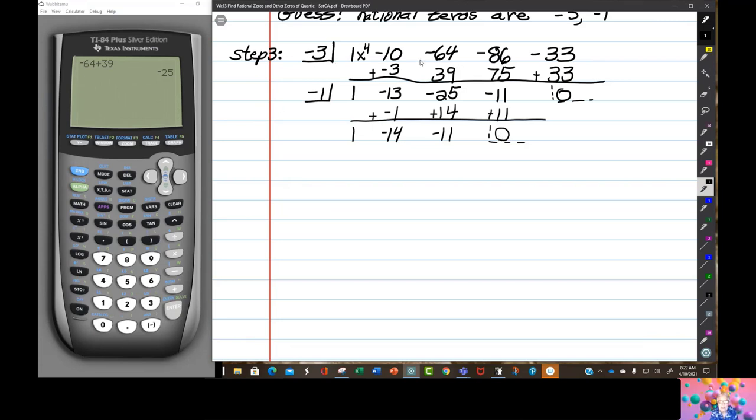Okay, after we did our first synthetic division, that dropped this as the coefficient of x to the third. And now we've done synthetic division again, which has dropped this to x squared, which means our quotient now is a quadratic: x squared minus 14x minus 11. I'm going to set this quadratic equal to 0 in order to find the zeros of this. We can always solve a quadratic equation. Okay, there are no factors of 11 that add up to negative 14. So I'm going to have to use the quadratic formula.